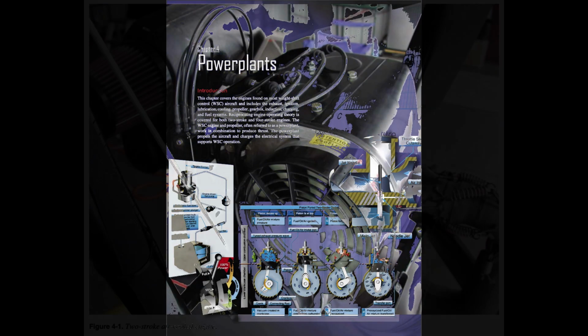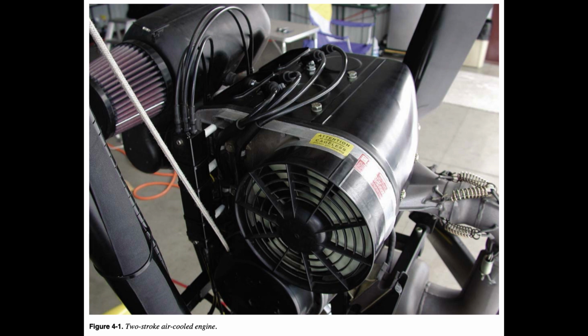Reciprocating engines. WSC aircraft are designed with reciprocating engines. Figures 4-1 to 4-3. Two common means of classifying reciprocating engines are: 1. Number of piston strokes needed to complete a cycle, 2 or 4. 2. Method of cooling, liquid or air. Refer to the Pilot's Handbook of Aeronautical Knowledge for a comprehensive review of how reciprocating four-stroke engines operate.